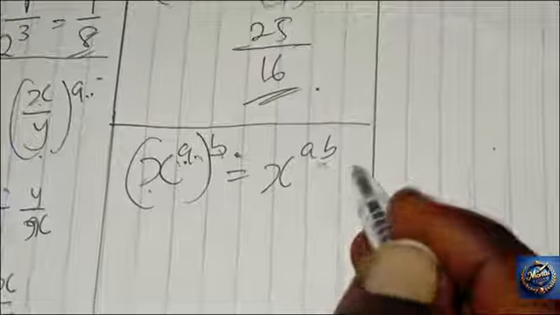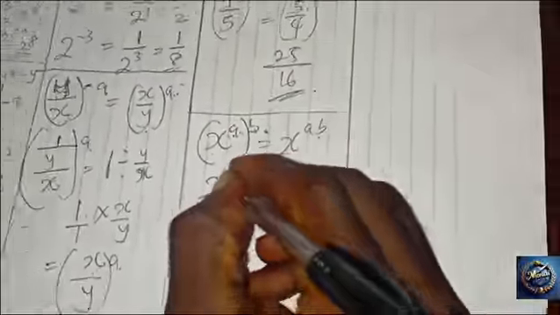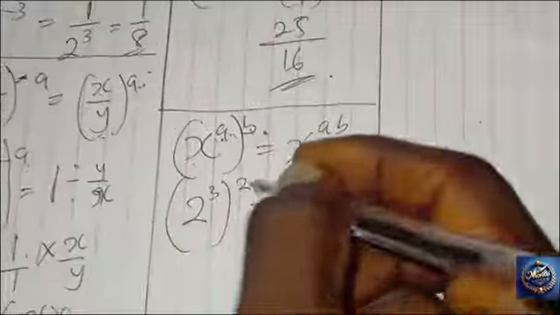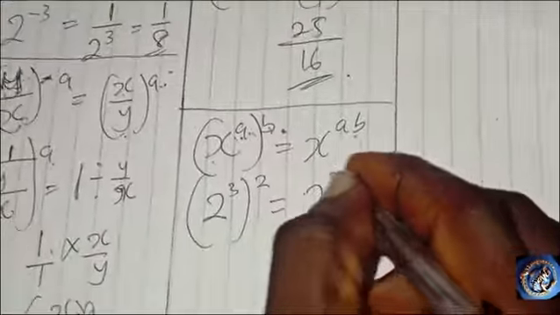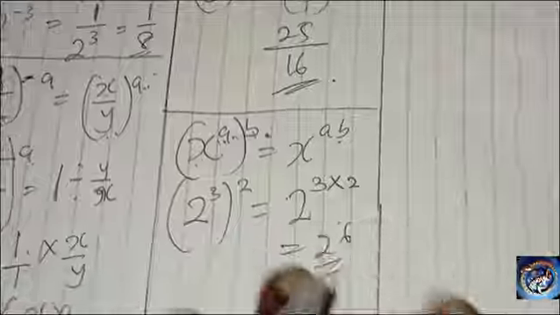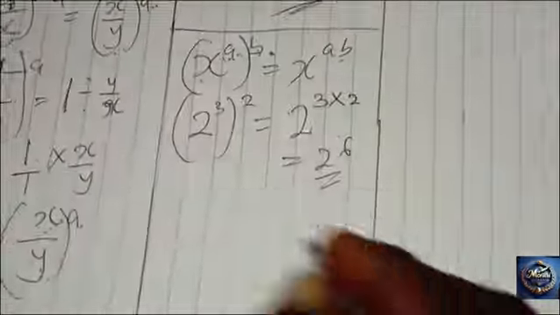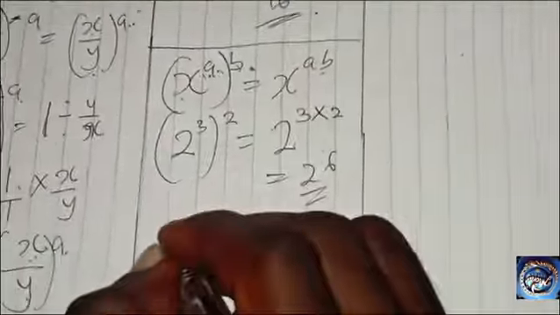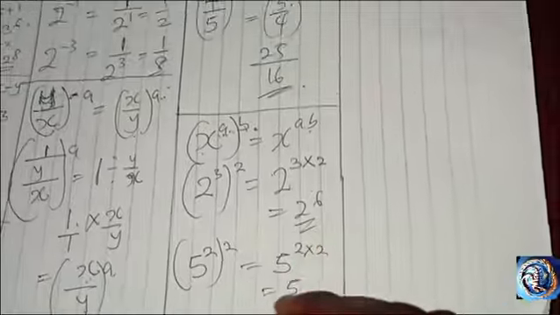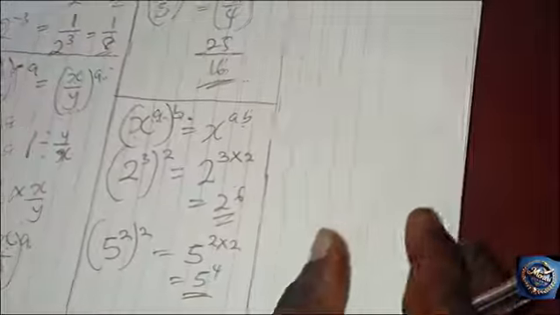For example, let's take an example of that. If I have 2 raised to power 3 in bracket with 2 outside, I have 2 raised to power 3 times 2. That will give me 2 raised to power 6. I'll take another example just to buttress what we have just done. We have 5 raised to power 2 in bracket with 2 outside. So that is going to give us 5 raised to power 2 times 2, which is 5 raised to power 4. I hope this is clear.